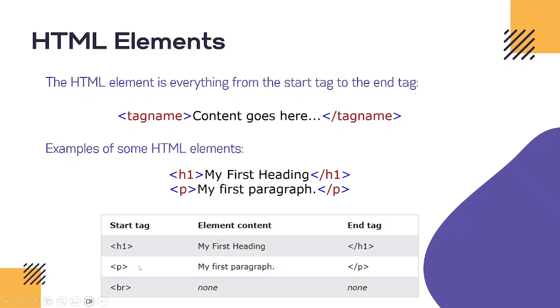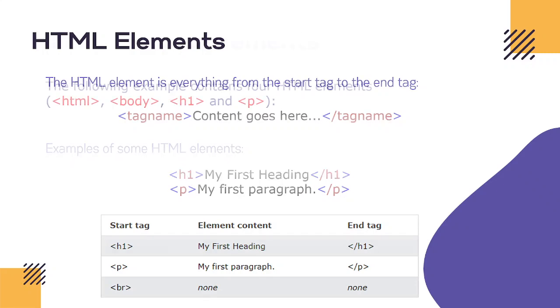So start tag H1, then element content, my first heading, and the end tag. Start tag P, my first paragraph, then close it. BR has no end tag and no element content. That is just a line break.